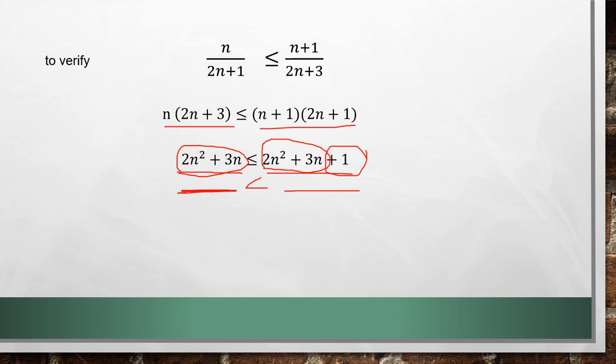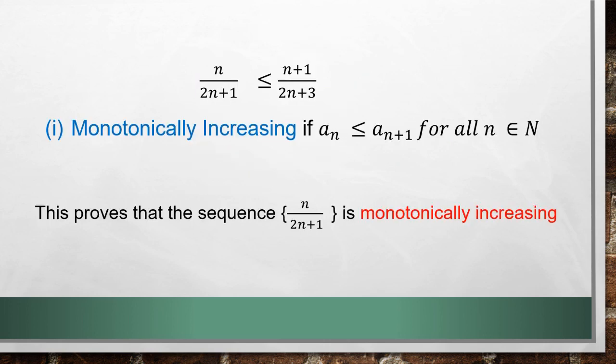Since we verified that this inequality holds, therefore, by definition, since a sub n is less than or equal to its next term, we can say that the sequence n over 2n plus 1 is monotonically increasing.